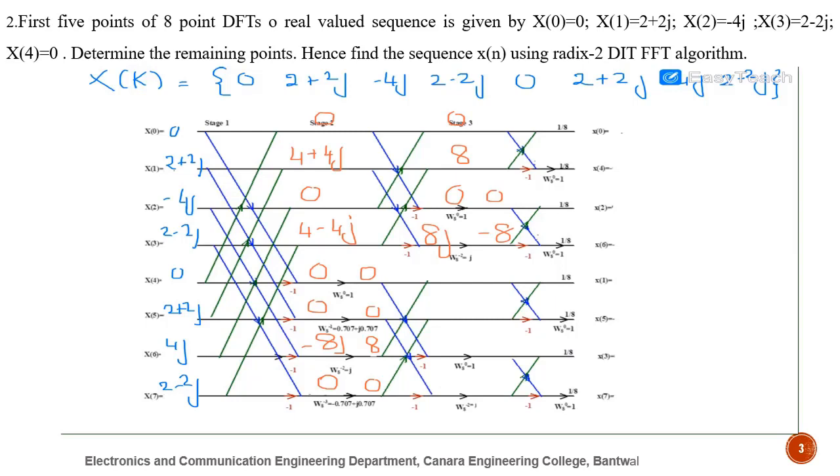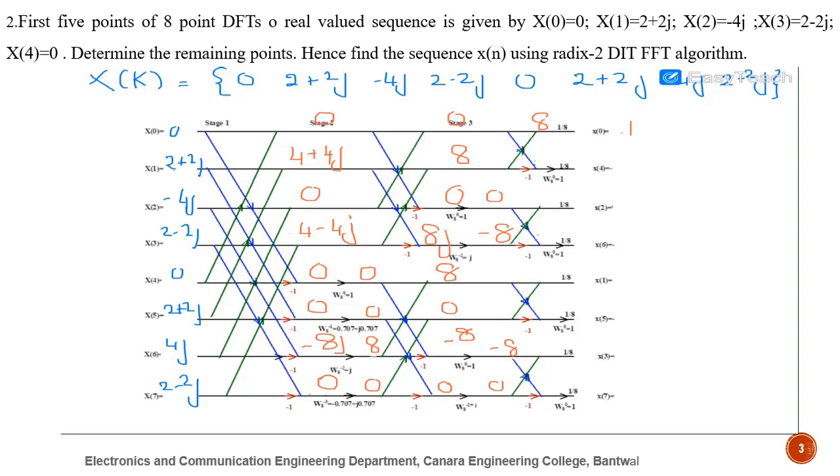Similarly, I can fill these rows, and here I get 8, 0, minus 8, 0. So you get here minus 8, here it is 0. We'll go to the final output side. This is 0, this is 8, so therefore we will be getting this as 8. 8 multiplied by 1 by 8, I'll be getting this as 1, that is x of 0. It is decimation in time, so I get x of 0 as 1.